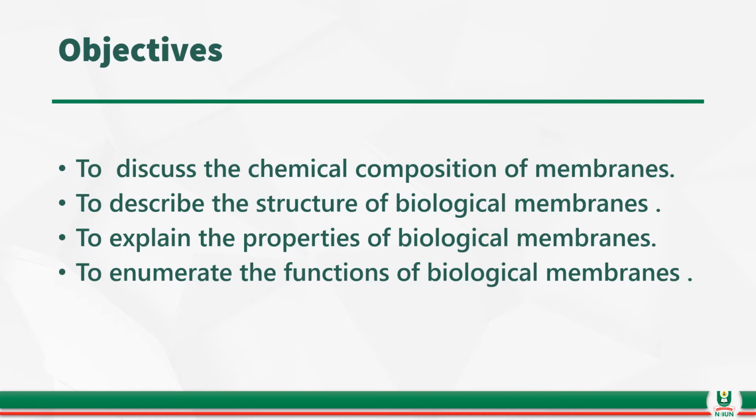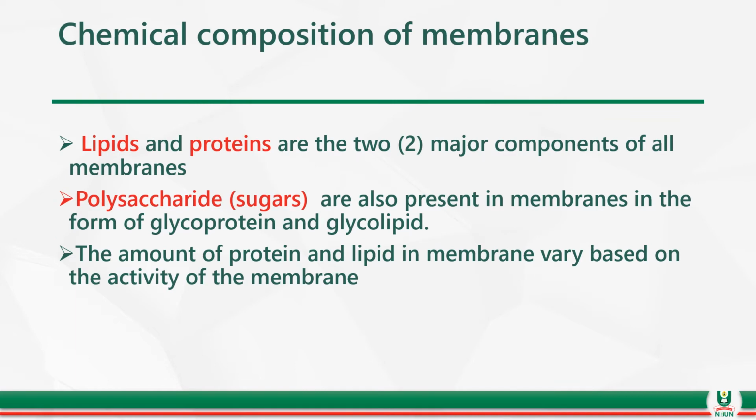So we'll look at the chemical composition of membranes. Membranes are composed of two major things: lipids and proteins. We have dealt extensively with lipids in our last video, and most of those lipids we talked about are membrane lipids, lipids that are found in membrane. So apart from lipids and proteins, we also have carbohydrates in membrane.